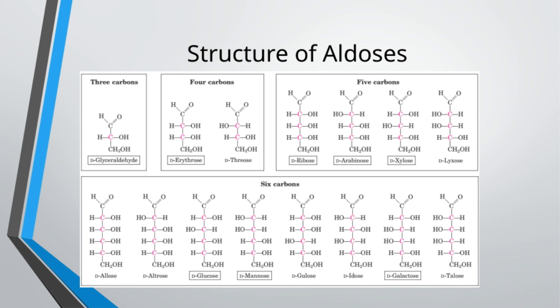These configurations can vary, leading to different stereoisomers, which are crucial in biological systems. Understanding the structure of aldoses helps us appreciate how these sugars participate in metabolic pathways and how their shape and functional groups determine their interactions within the body. So, in summary, the structure of aldoses involves an aldehyde group at one end, multiple hydroxyl groups along the chain, and stereochemistry that impacts their biological activity.